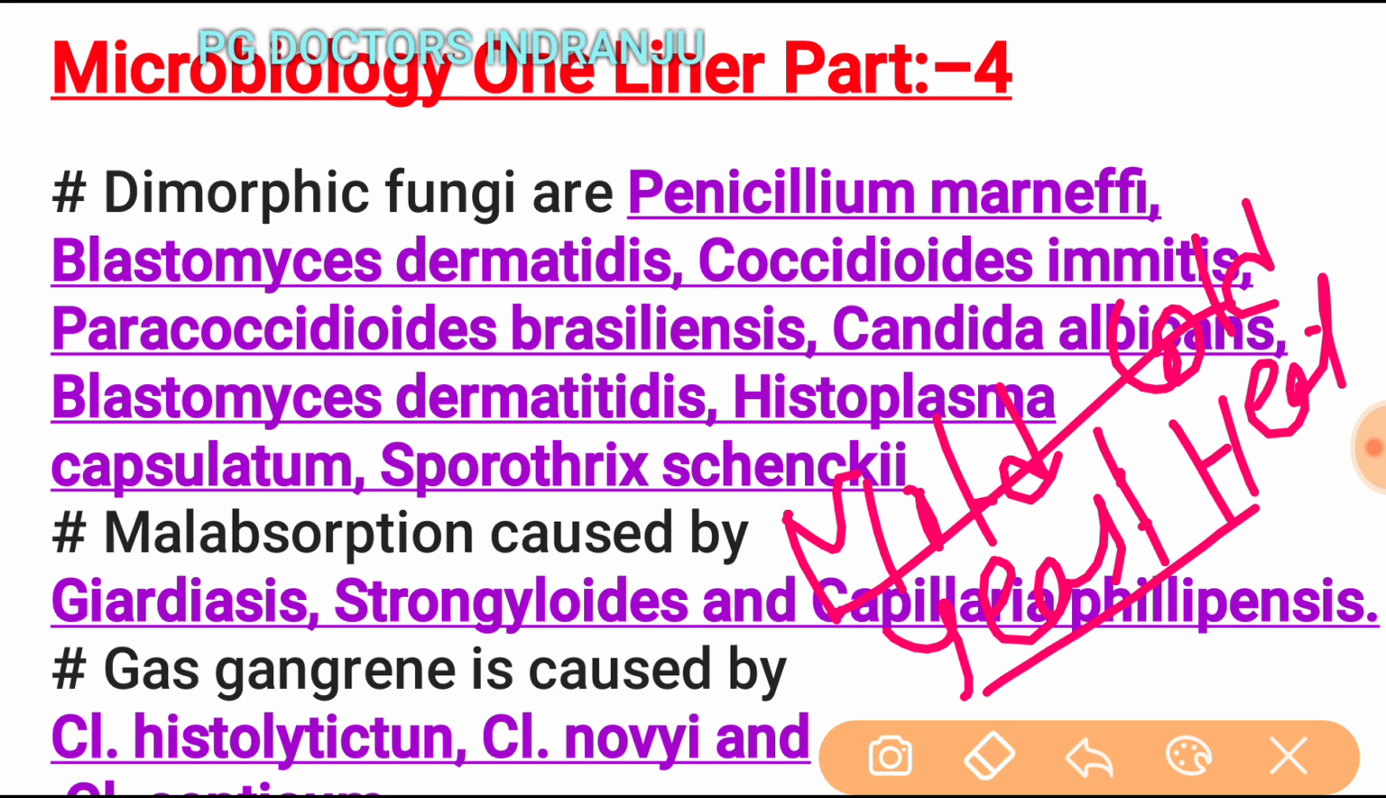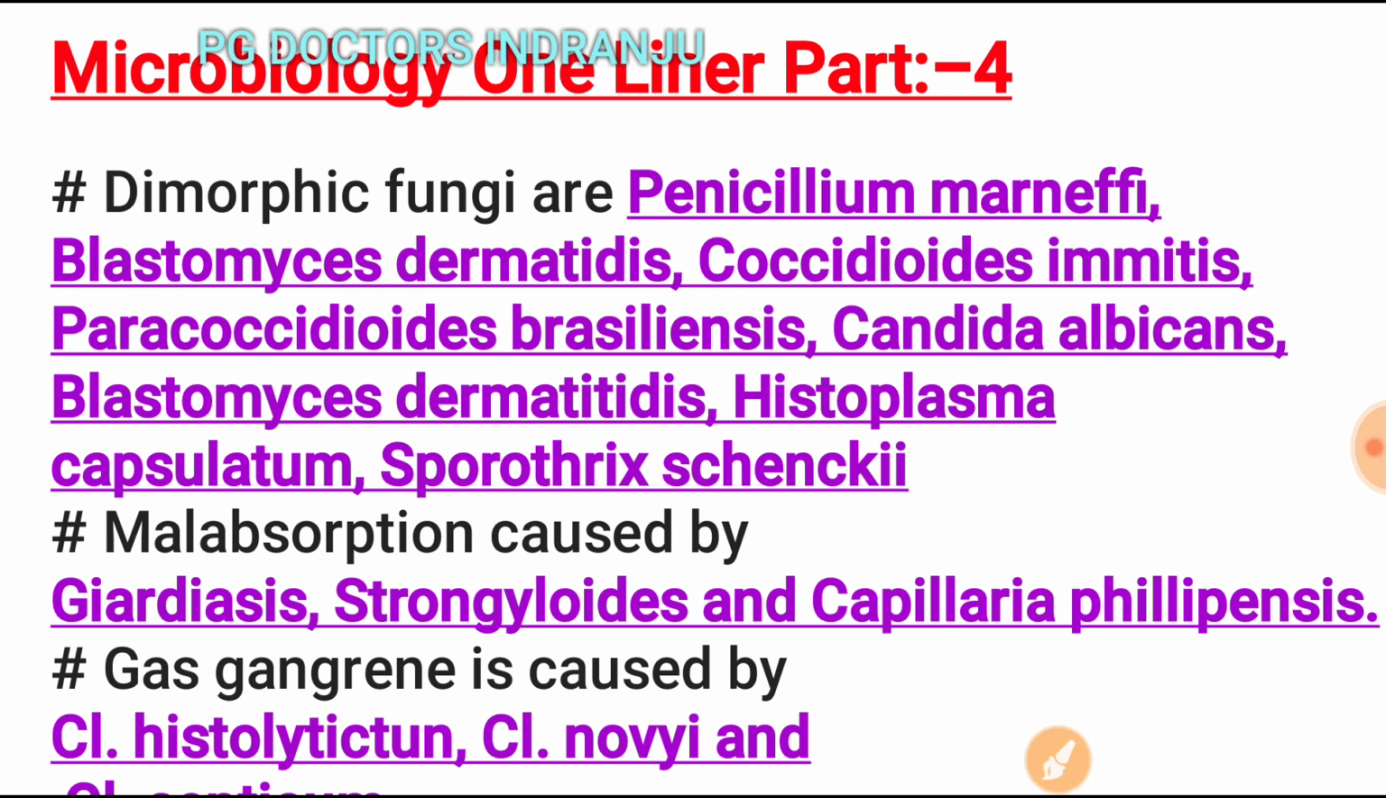The dimorphic fungi are Penicillium marneffei, Blastomyces dermatitidis, Coccidioides immitis, Paracoccidioides brasiliensis, Candida albicans, Histoplasma capsulatum, and Sporothrix schenckii.